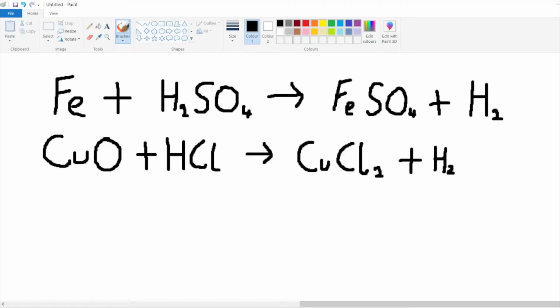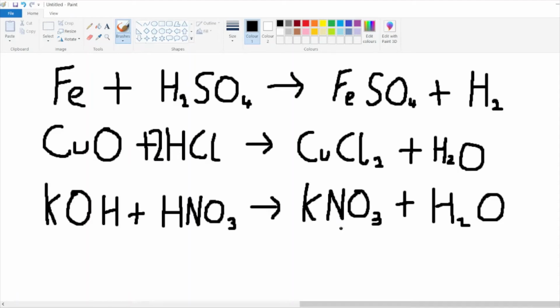So again, name the salt. Copper chloride here we have, and we need to balance it, adding a 2 here because we have 2 hydrogens and 2 chlorines on this side. So here we have potassium hydroxide plus nitric acid. This is nitric acid here, HNO3. These are the 3 strong acids that you need to know about.